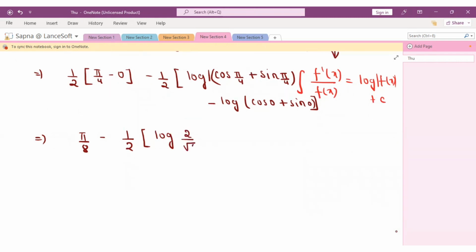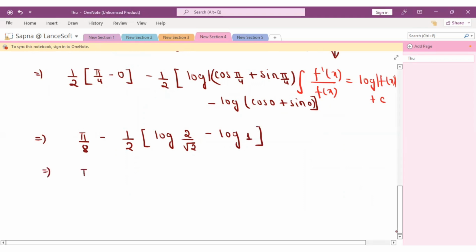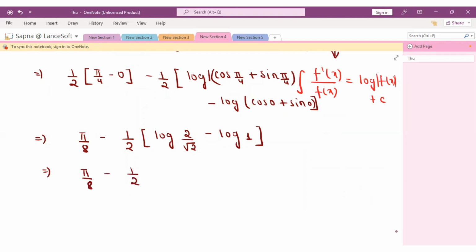If you add 1 upon root 2 plus 1 upon root 2, that will become 2 upon root 2, minus log. The value of cos 0 we all know is 1 and sin 0 is 0. So 1 plus 0 is 1, so that is why we are getting log 1. Now we can write down the final step almost: pi by 8 minus half, and this is log 2 upon root 2.